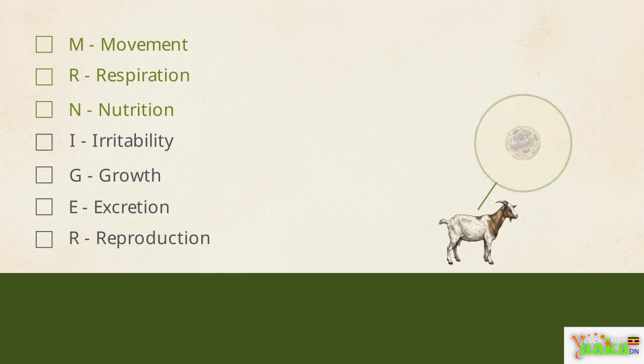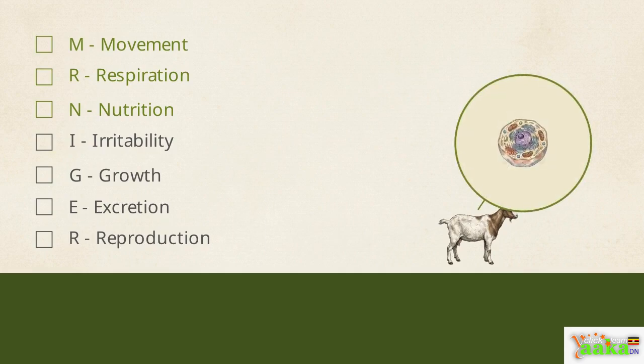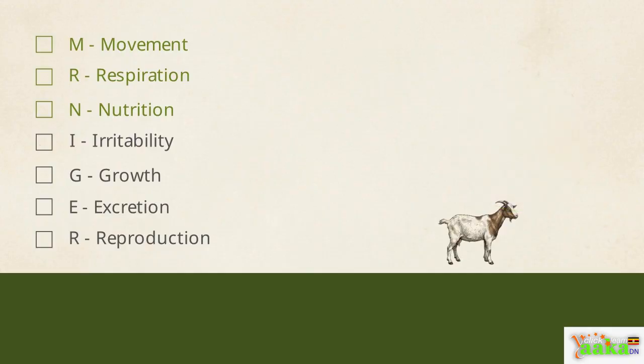Once it eats, the goat requires the first R, respiration. While often confused with breathing, respiration actually happens inside the cells. It is the chemical process of breaking down food to release the energy needed to stay alive. Next is I for irritability. When a noise occurs, the goat detects and responds to the change in its environment.